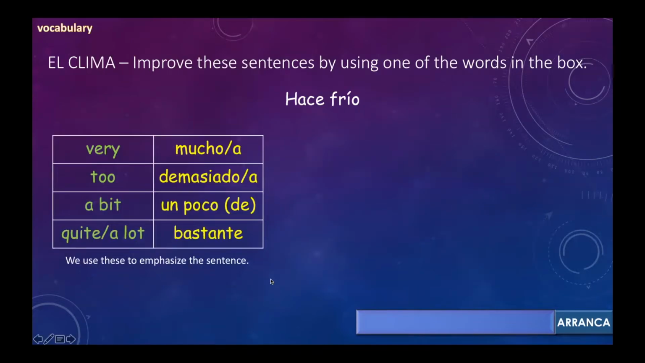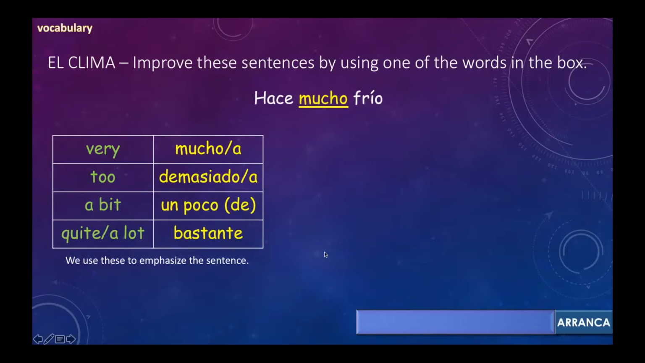So say, for instance, hace frío. So we have these four expressions: mucho or mucha, demasiado or demasiada, un poco de, and bastante. And we use these to emphasize the sentence. For instance, hace frío, hace mucho frío, which means it is very cold.